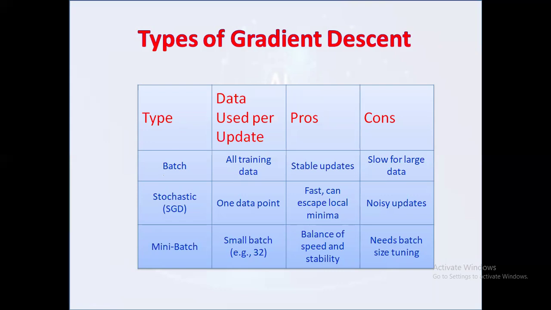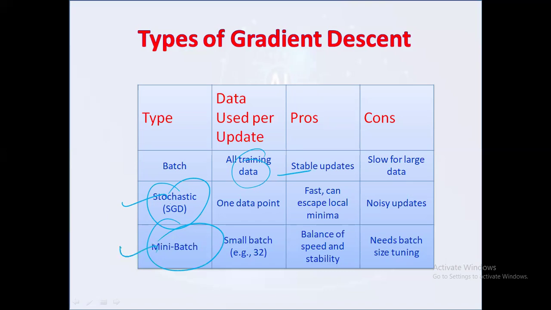There are various types available. Gradient descent has three main variants: batch, stochastic gradient, and mini batch gradient. In batch gradient descent, the entire data is used to compute the gradient in each iteration, leading to stable but slow updates. In stochastic gradient descent, SGD, the second type, weights are updated for every single data point, making it faster and suitable for large data sets, though it introduces noisy updates.